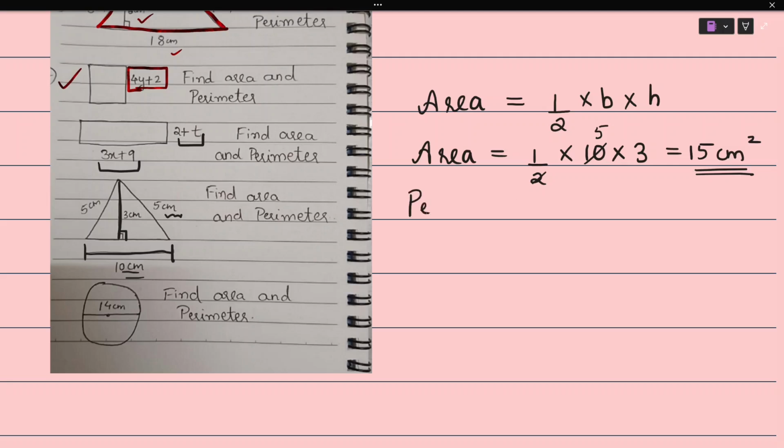Next we are going to find the perimeter. Perimeter is the total length of the boundary. So when we add all the lengths, that is 5 plus 10 plus 5, we are going to have the perimeter of this triangle as 20 centimeter.